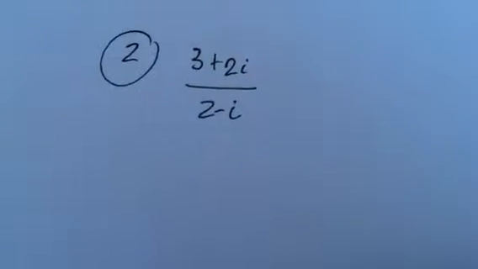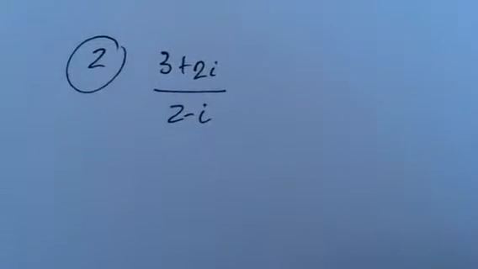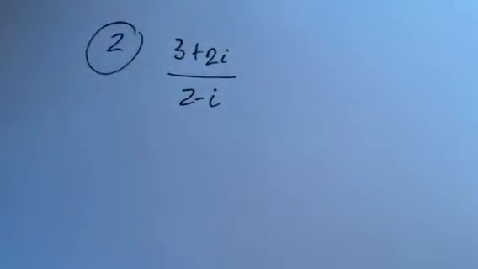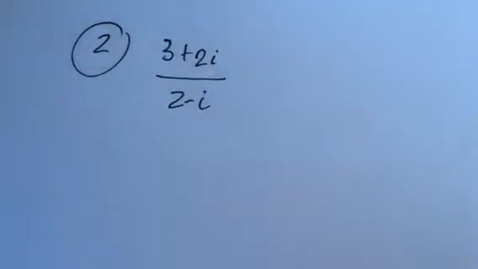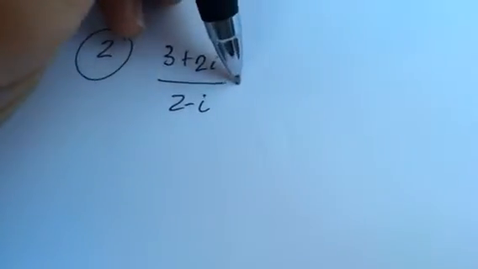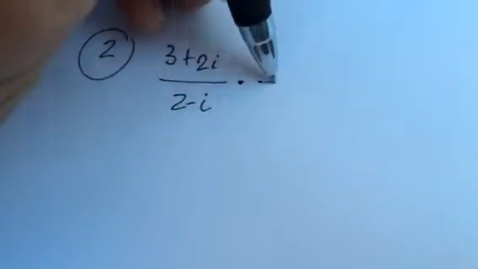This is Math 141, practice test number 1. This is problem number 2. We're supposed to evaluate this, and really the work here is going to be getting the i out of the denominator. And I know you can do this on your calculator, but I want to see some work.